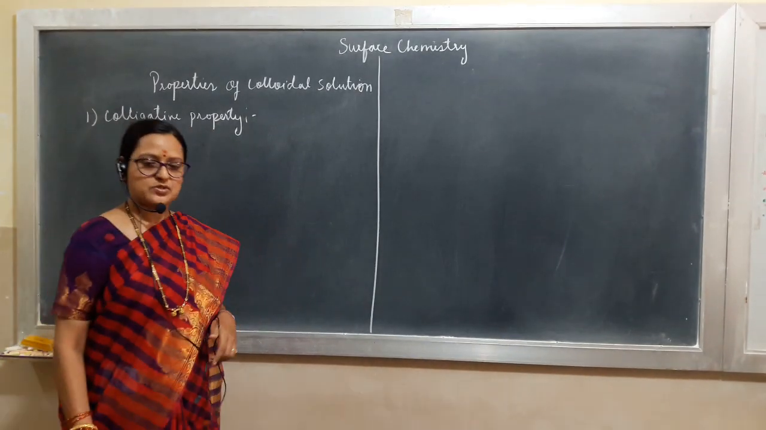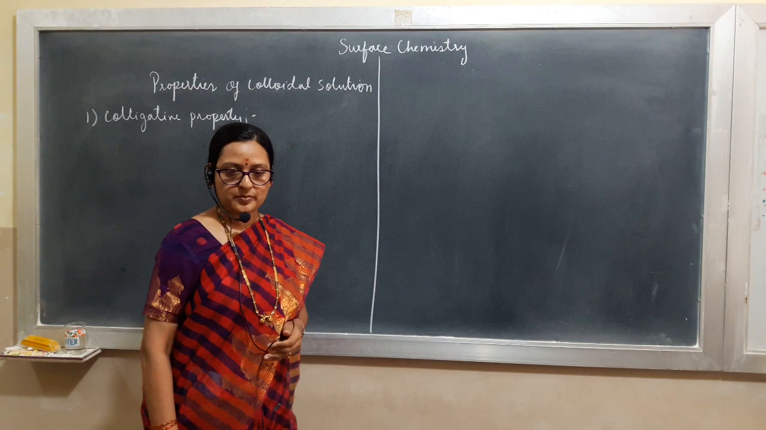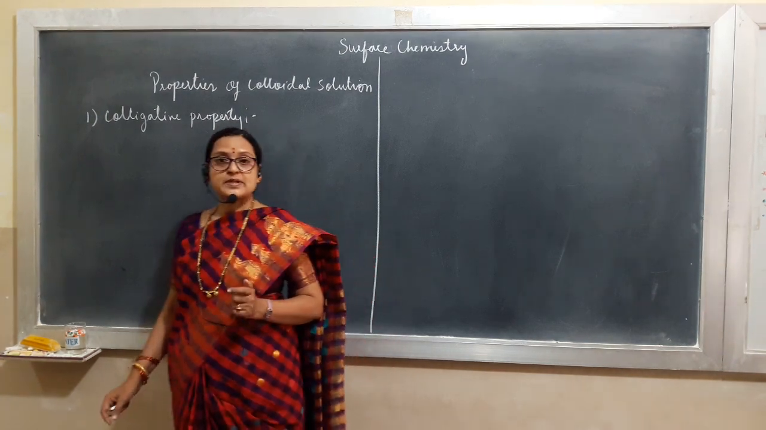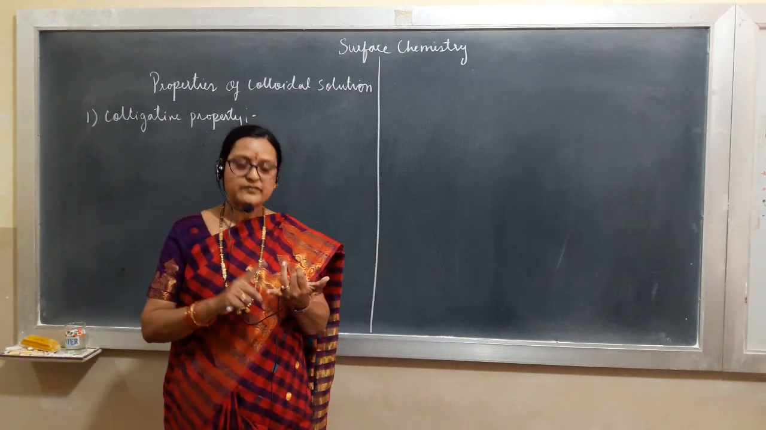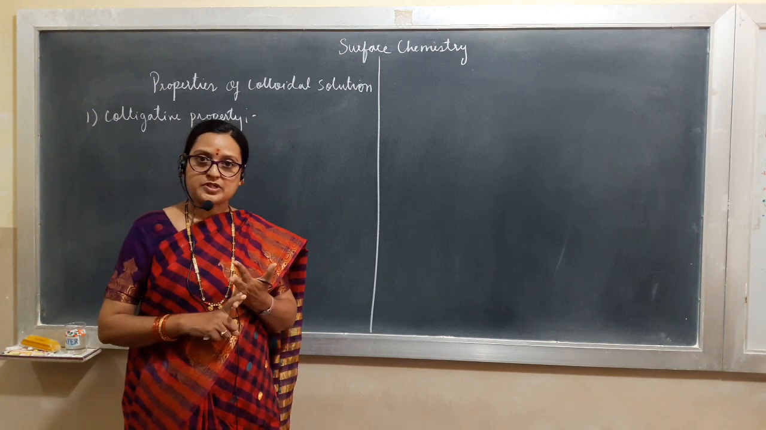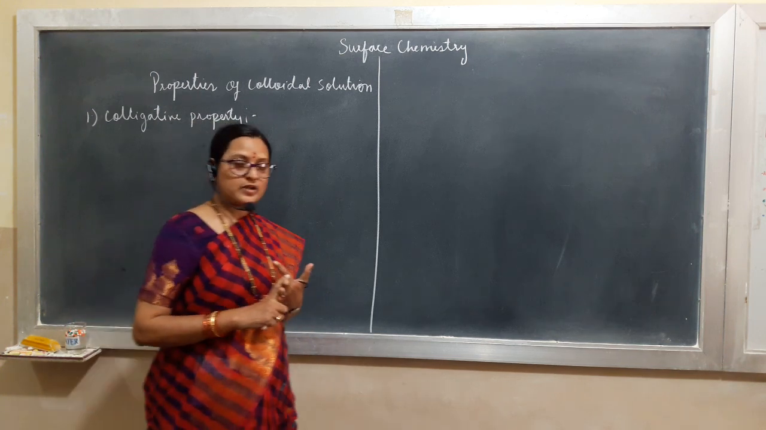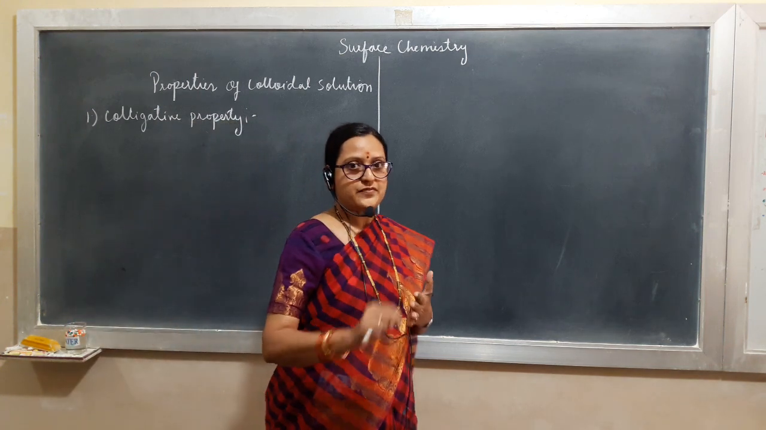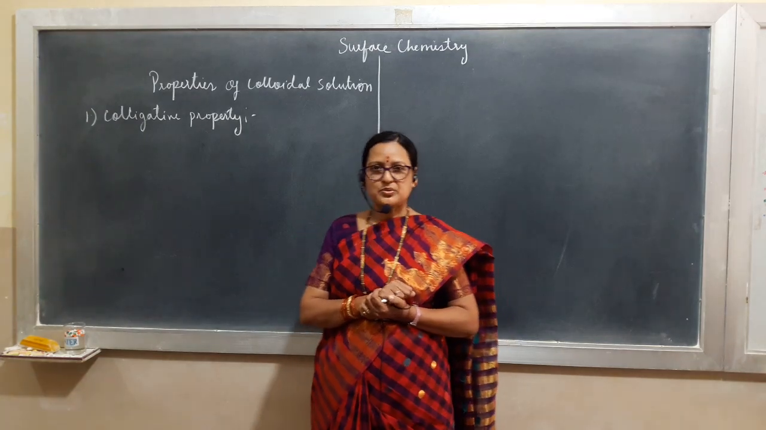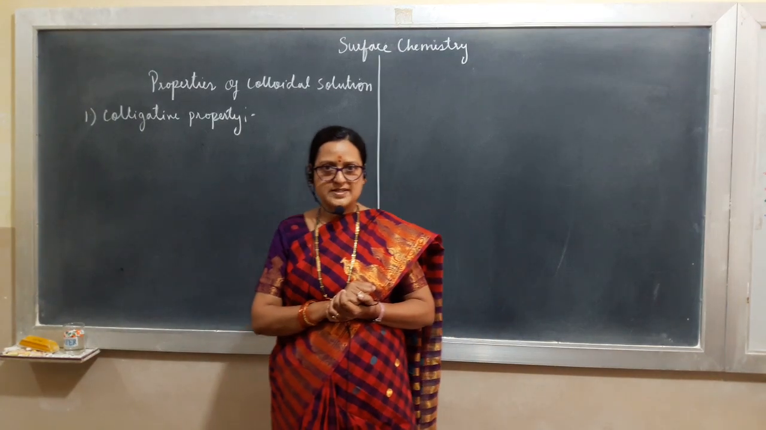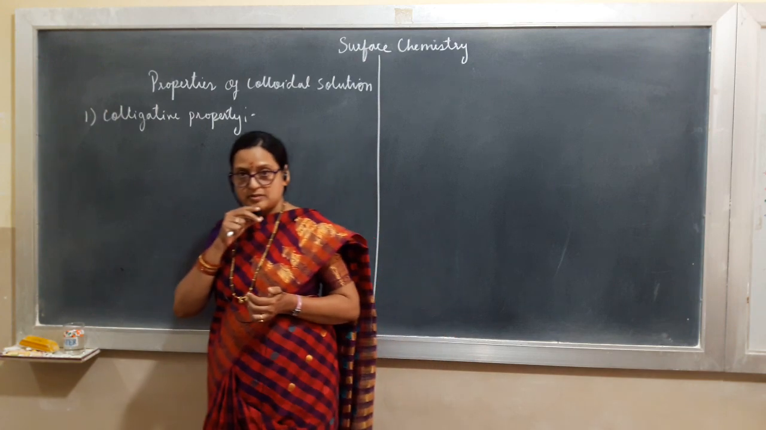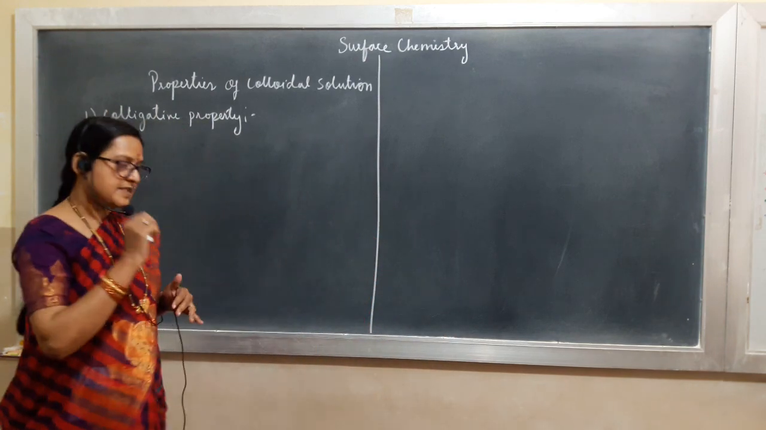Properties of colloidal solution. The first one is colligative property. Colligative properties are of four types. One is relative lowering of vapor pressure, osmotic pressure, elevation in boiling point, and then depression in freezing point. We are going to study just one example of it: elevation in boiling point. Elevation is nothing but an increase in boiling point.